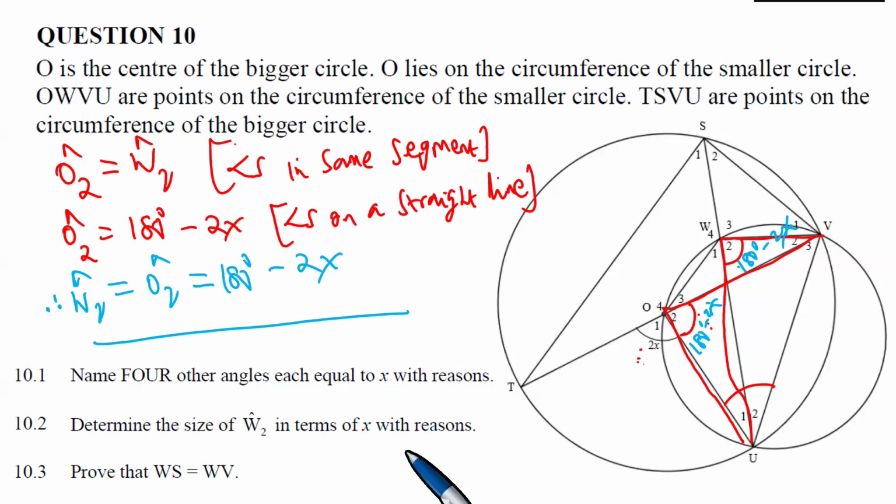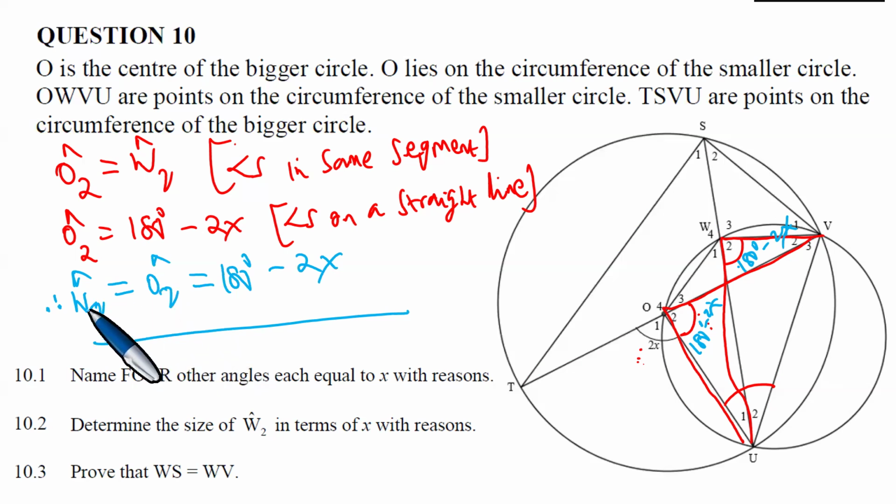Any question? No, sir. Prove that WS is WV. That is the next thing. Prove that WS is WV. You have 5 minutes.